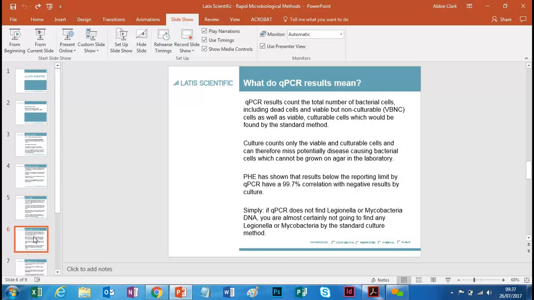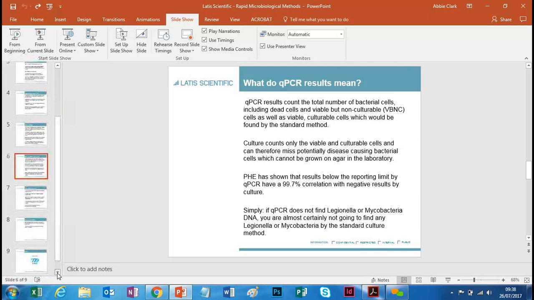PHE has done quite a lot of work with this, particularly with Legionella, and what they've shown is that if your results by qPCR are below the reporting limit or the limit of detection for your method, you've got more than a 99.7% correlation with getting a negative result by culture. To put it more simply, if you can't find Legionella or Mycobacteria DNA in your sample with qPCR, you're almost certainly not going to find any Legionella or Mycobacteria by the culture methods. But obviously, you can do this an awful lot quicker, which is where the benefit comes in.